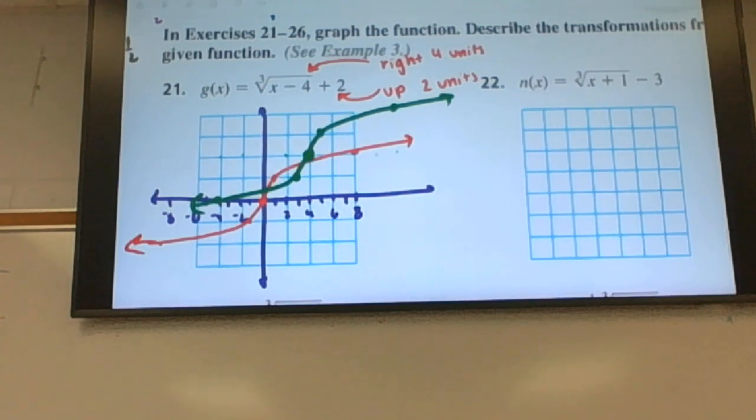Not bad. Yeah, 19. 21 simple. Right? There's not even any stretch.